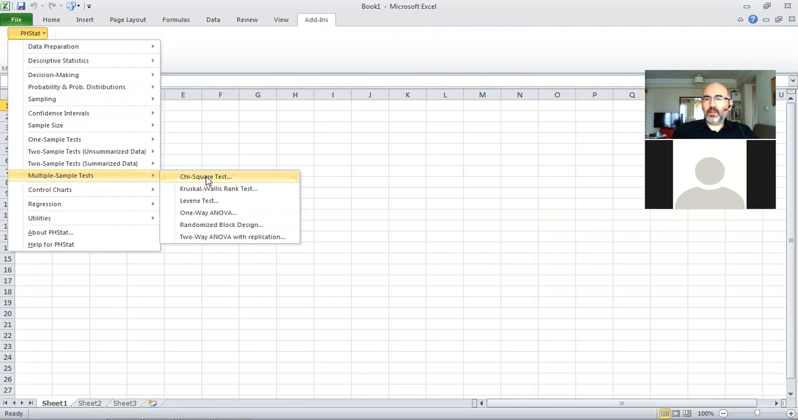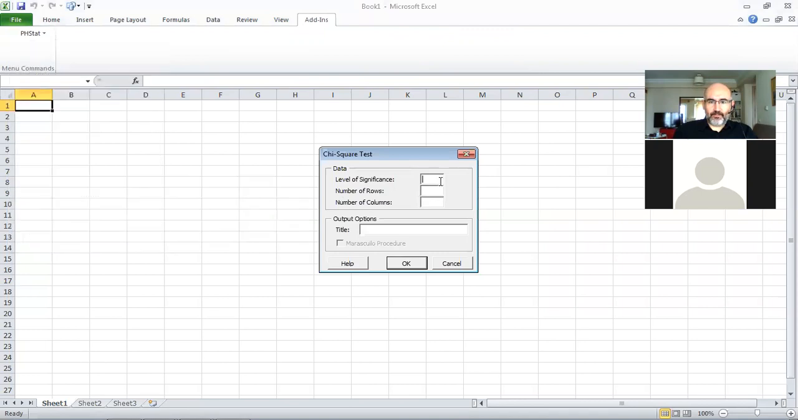So first it will create a certain working area, okay? And we have to provide the number of rows and number of columns. Now the level of significance, let's leave it at 0.05, but we could also enter any level of significance we like, or we can change it once the worksheet is prepared. So in our first example, we have a 2x2. Okay, let's not give it a title for the time being.